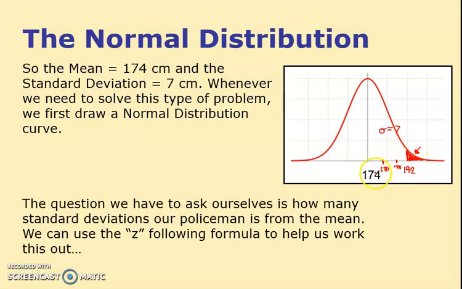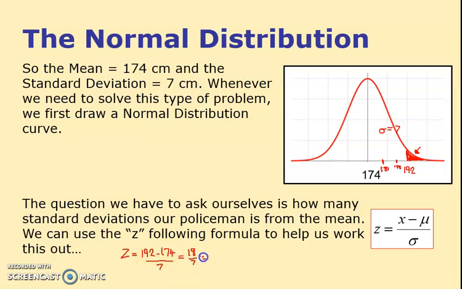And there's a quick formula for doing this. The formula is z equals x minus mu over sigma. So in this case, z equals, my x was the 192, the value of our policeman, minus mu, which was 174, divided by sigma, which was 7. If I take that away, it's 18 divided by 7, and that's 2.57. Do it on your calculator, check. So he's actually 2 and a bit standard deviations away.